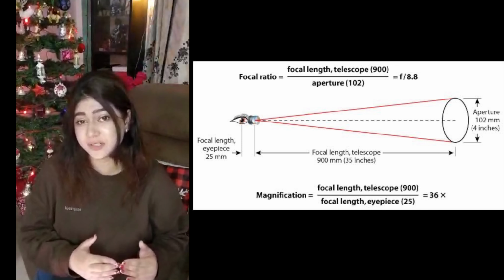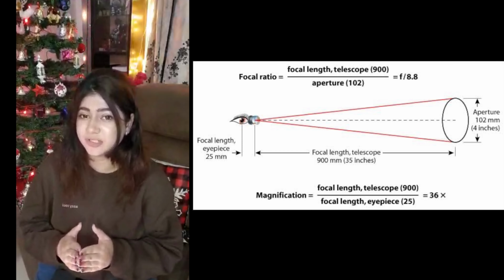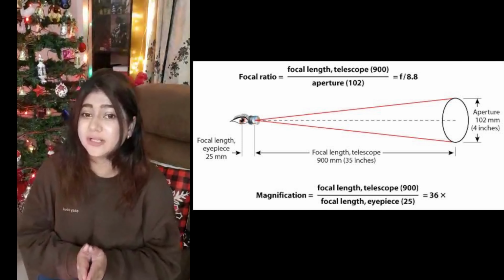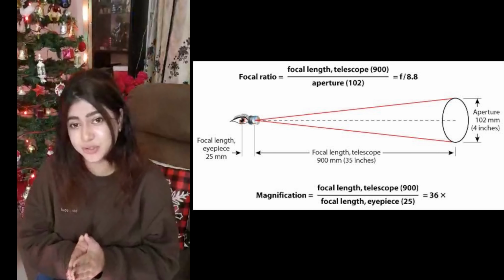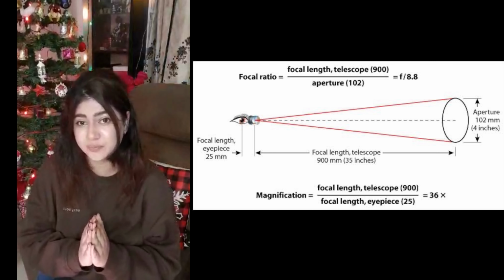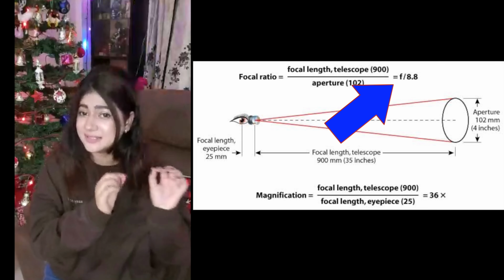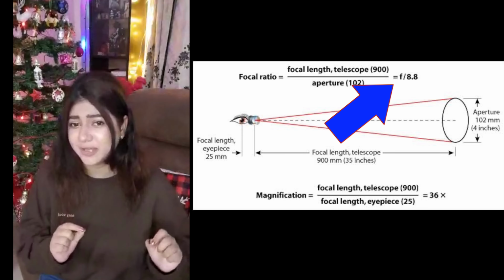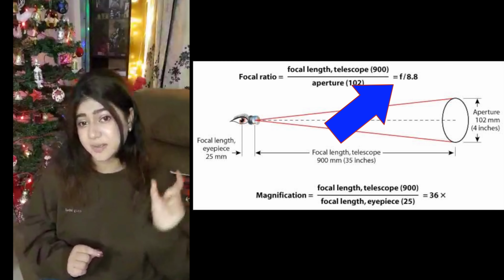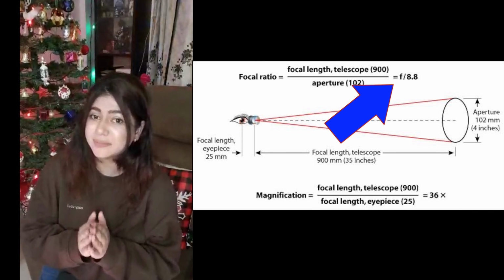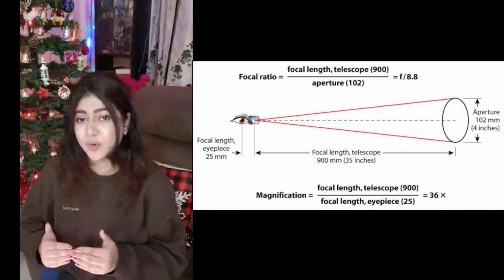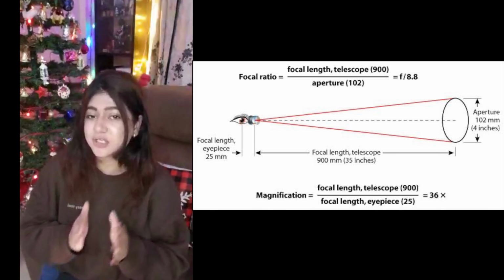So while buying a telescope, there are certain details that you need to take into account, for example, the focal length of the telescope and the aperture of the telescope. A telescope's focal length divided by its aperture is the focal ratio. Something that you can see while buying a telescope is something written in a way like f/some number. So for example, my telescope is 6 inches with a focal ratio of f/12.